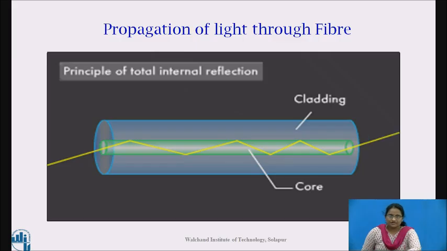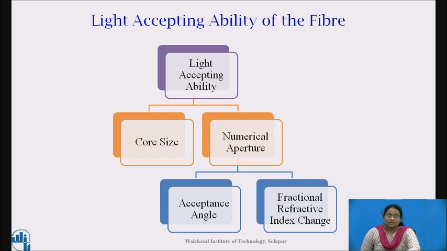The main function of an optical fiber is to accept and transmit as much light from the source as possible, and the light propagates from one end of the fiber to the other end through total internal reflection. This light gathering ability of the fiber depends on two factors, that is core size and numerical aperture. The numerical aperture is again dependent on two factors, that is acceptance angle and the fractional refractive index change.